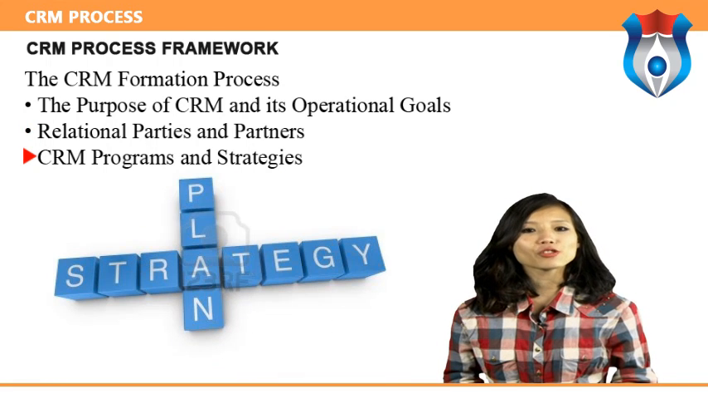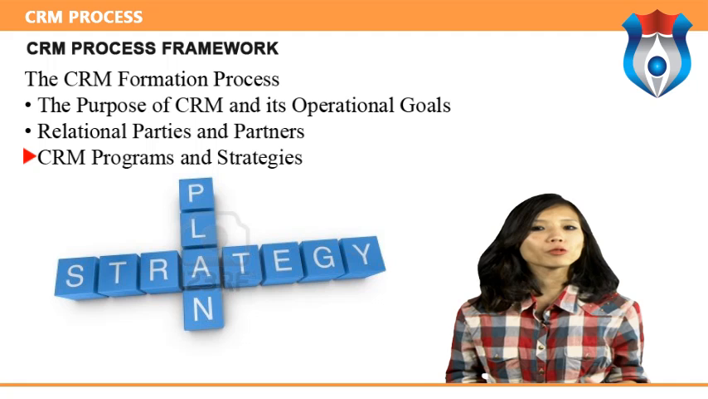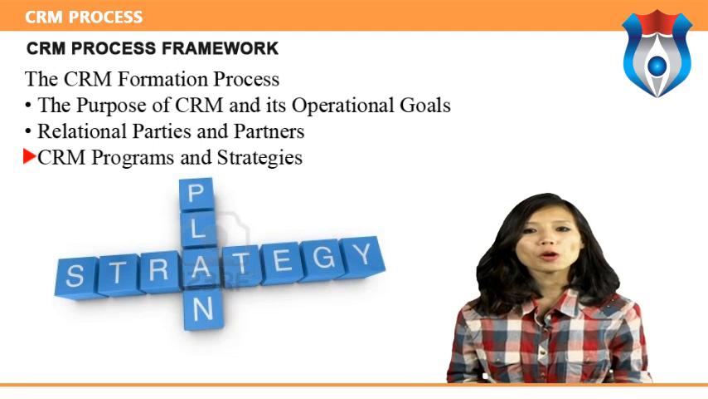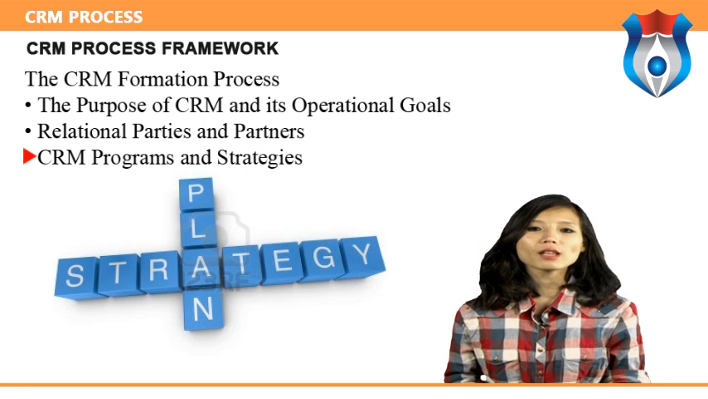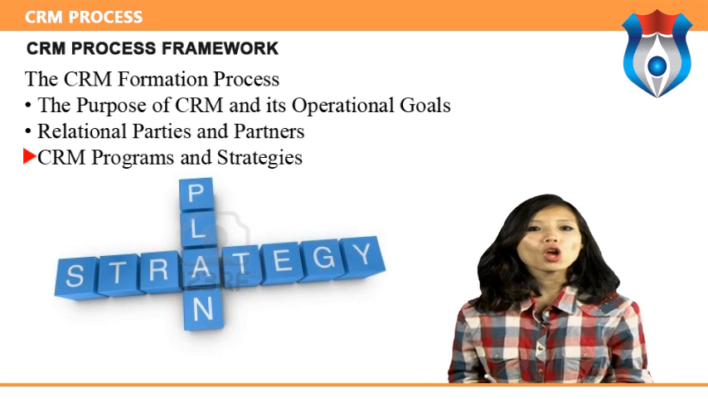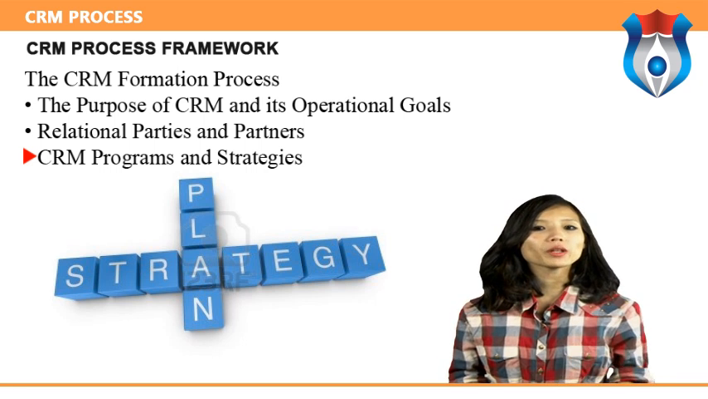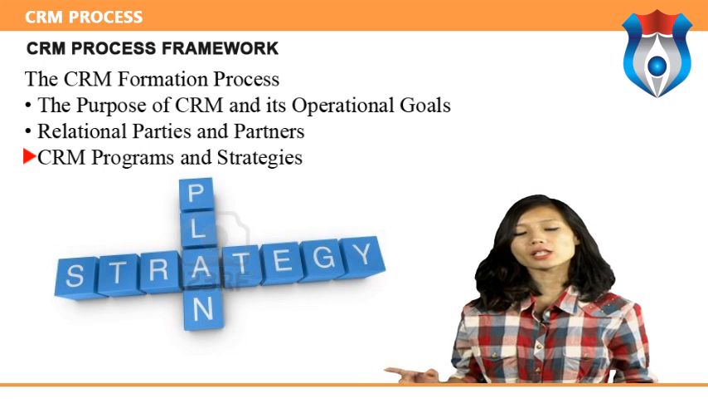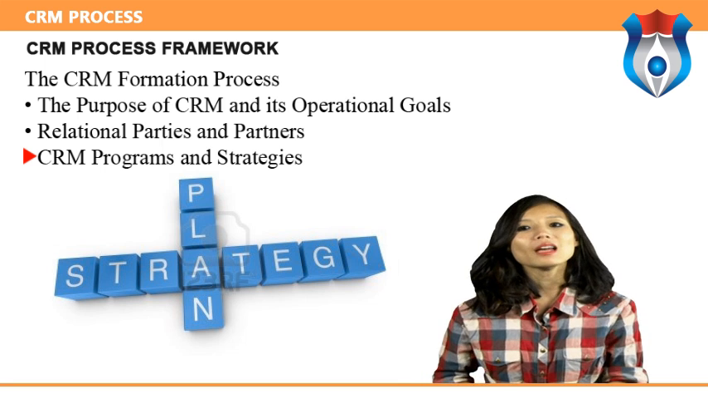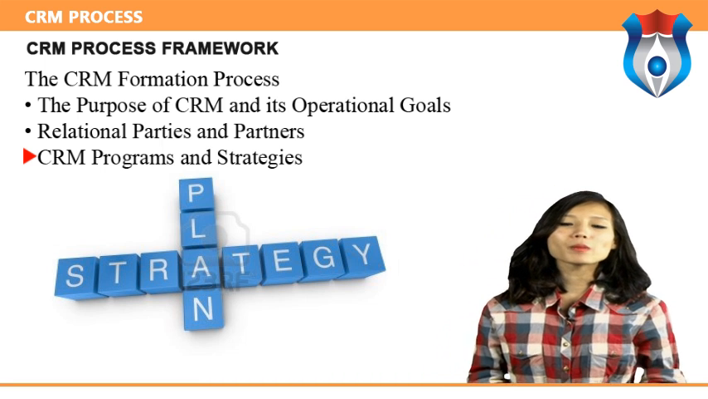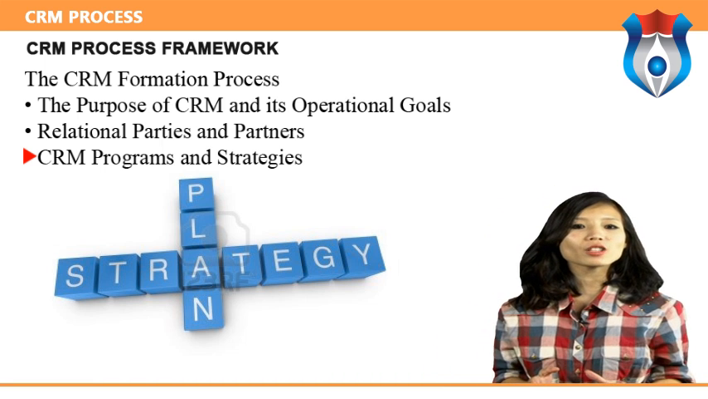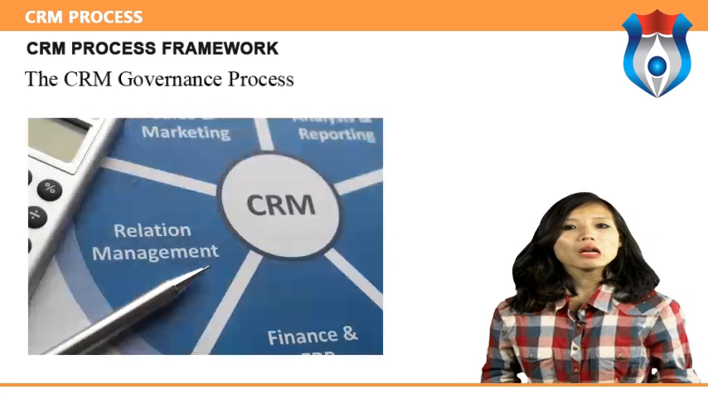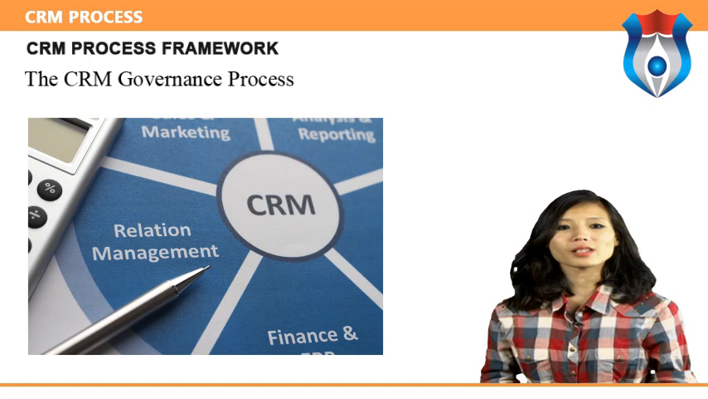CRM programs and strategies. A careful review of the literature and the observation of corporate practices suggests that there are several types of CRM programs. Broadly specified, they fall into the following three categories: continuity marketing, one-to-one marketing, and partnering programs. Each one of these can take different forms depending on whether they are meant for end consumer, distributor customer, or business-to-business customers. The CRM Governance Process.